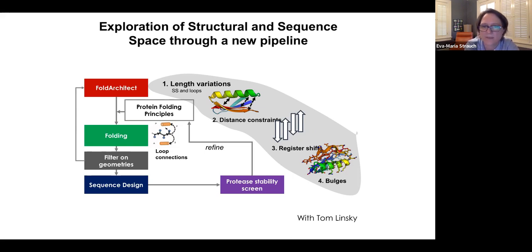So those are the main parameters we are allowed to change. And the idea there, then, is a folding process in silico: you take into account all the already existing folding principles, what kind of connectors are between different types of sheet, helix, loops, etc. And then you can filter, of course, on geometries and do sequence design. There we actually tried out a variety of protocols as well. And then you can screen it experimentally using yeast display and digestion proteases.